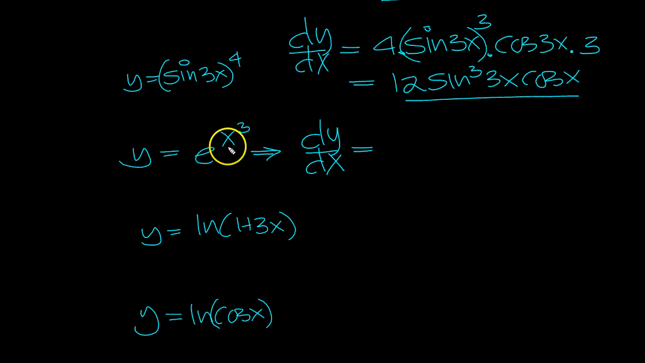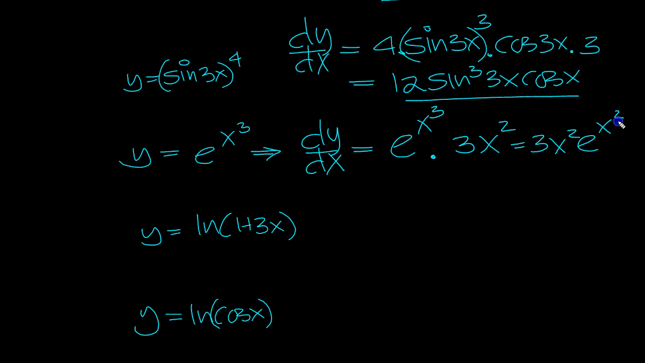e to the x cubed, so the something, e to the something goes to e to the something, multiplied by the something differentiated. This differentiates to 3x squared. So we've got 3x squared e to the x cubed.